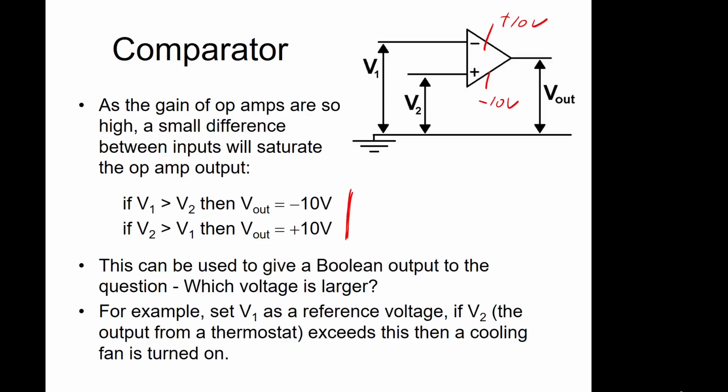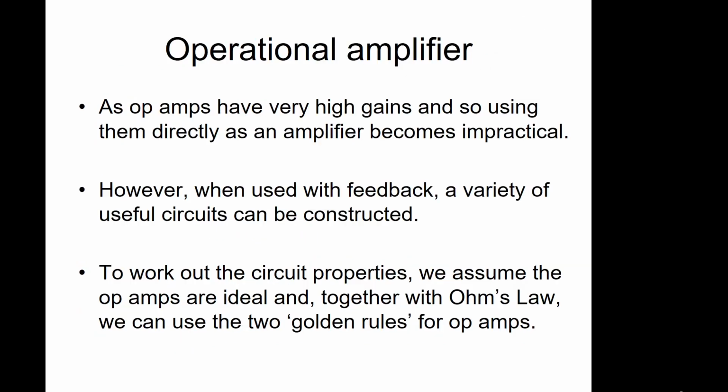So in those terms, it's fine as a Boolean operator, so it's either on or off, or high or low. But in terms of a useful amplifier, it's got limited applicability. However, to get more use out of them, what we do is put feedback. So we connect the output to the input, and by doing that, we get a lot more ability to control what the amplifier is doing. To work out what the amplifier is doing, we need to use Ohm's law and what's known as the 2 golden rules of op-amps.